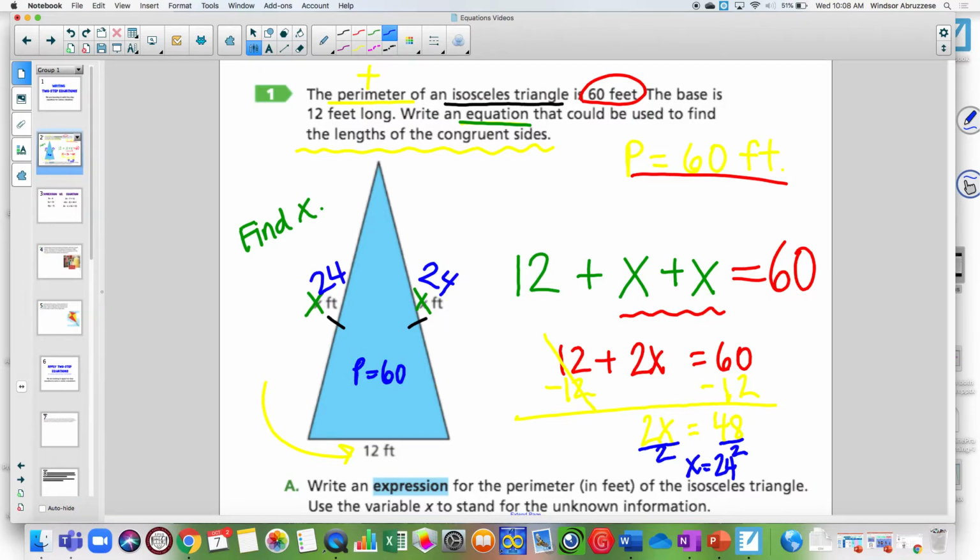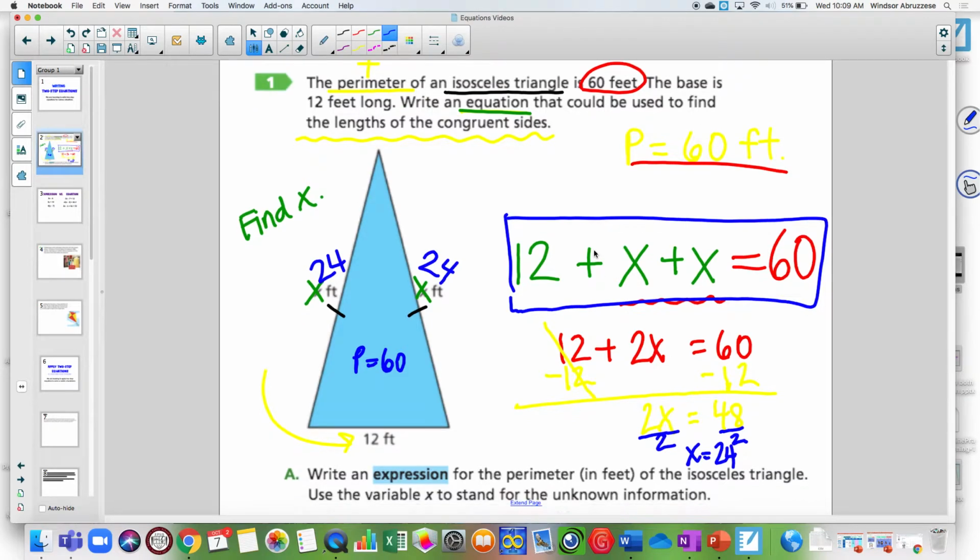Again, it didn't ask for you to solve x, but maybe that might be part B or part C. Eventually, they will. But for today, we're focusing on writing that equation. But down here, I did include a little bit of part A. Part A says write an expression for the perimeter in feet of the isosceles triangle. Use the variable x to stand for the unknown information.